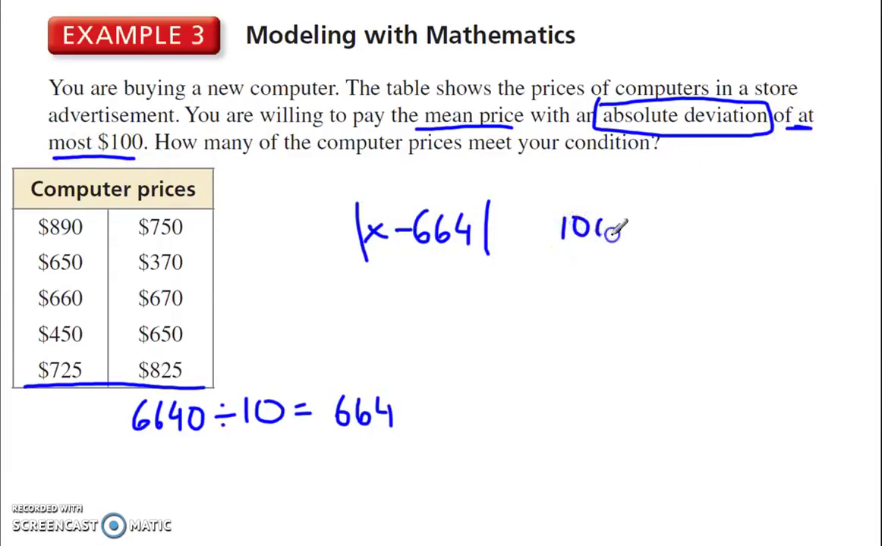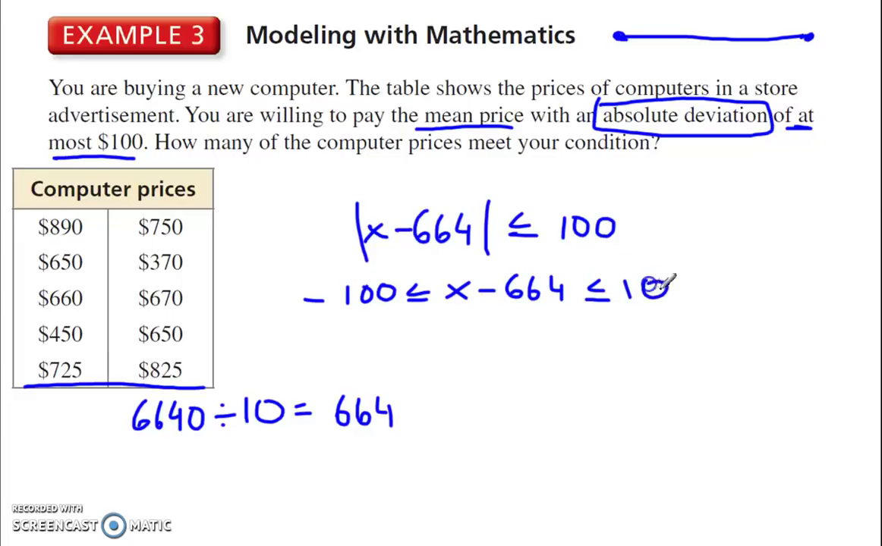Okay, so we're going to have 100 over here. At most means less than or equal to. So it has to be within that range. Alright, so I can set this up. Since it's less than, remember that's an AND statement because it's going to go from one price to the other. It's going to be on the inside of those two. So I can set this up with my -100 over here, and then x minus 664 in the middle, and then 100 here. Solve on each side, plus 664.